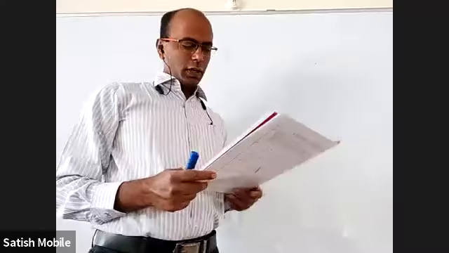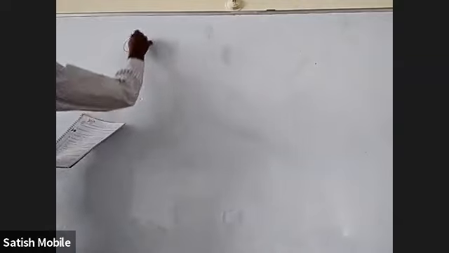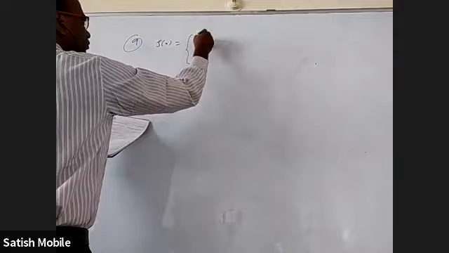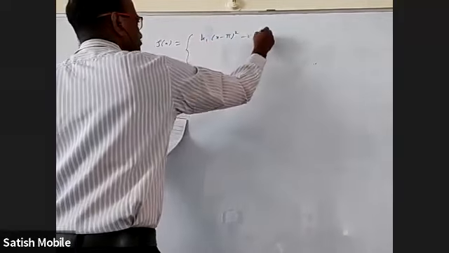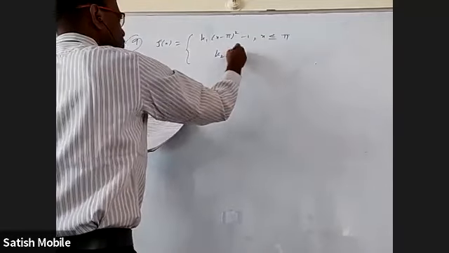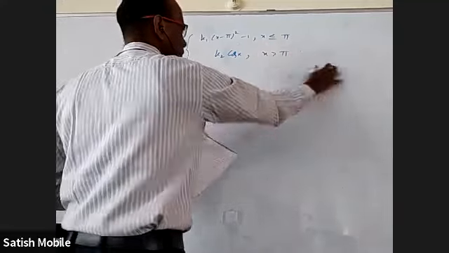Okay, ninth one, they are talking about twice differentiable. Let's see what the function is. f of x is equal to k1 into (x minus pi) whole square minus 1 when x is less than or equal to pi, and k2 cos x when x is greater than pi.